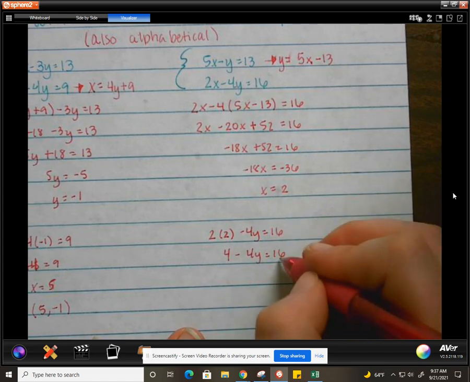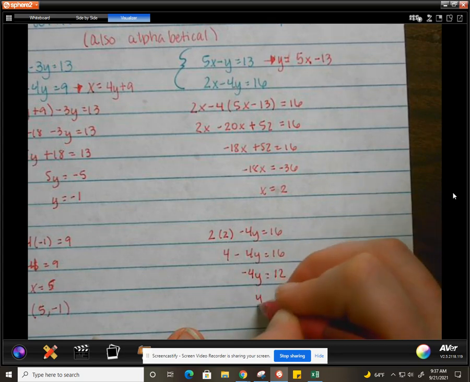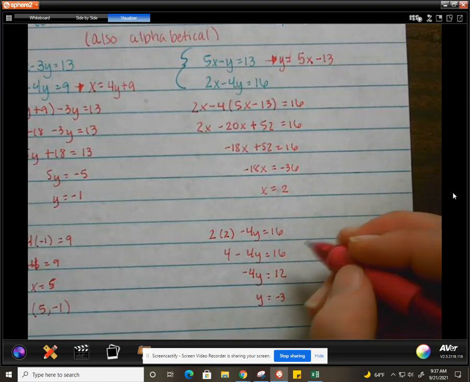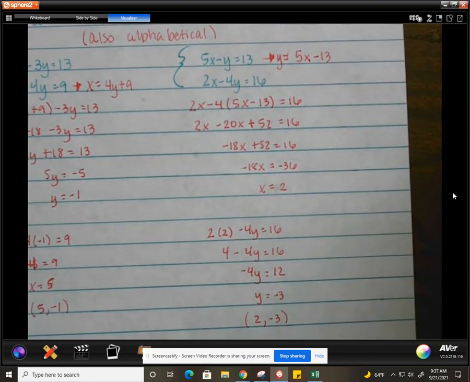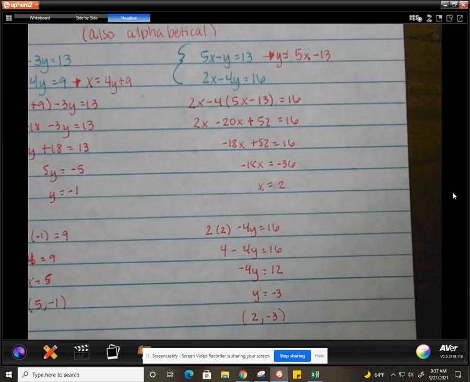If I subtract 4, I get negative 4y equals 12. And when I divide by negative 4, I'm going to get negative 3. So my final answer, always alphabetical, would be 2, negative 3. And that's substitution. Now, if you need to pause for a second and get all that, do so.